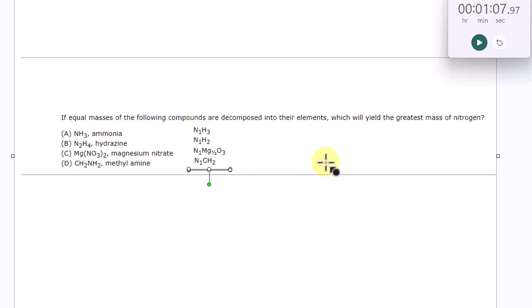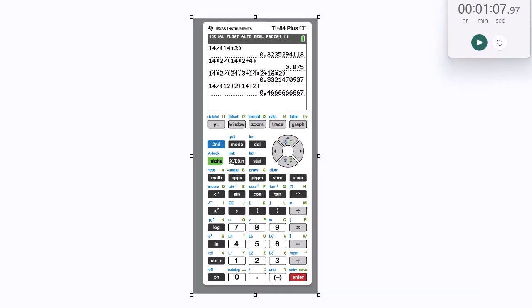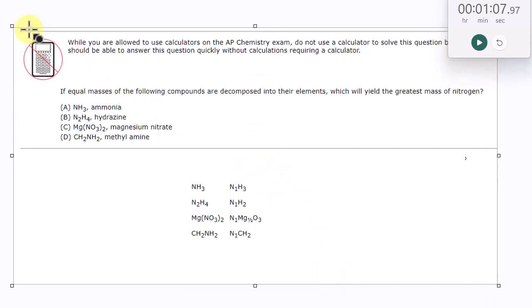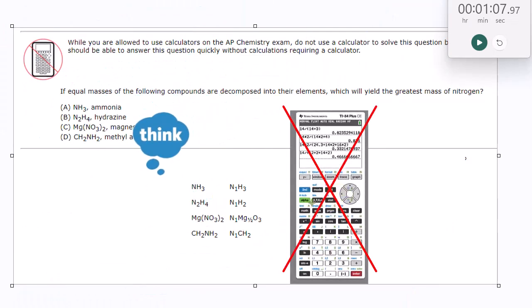This is what you should think about first. Say, is there a way in which I can answer this quickly? This is the calculator method, but really, there may be a better method of solving this. So don't think of the calculator first. Use your head. Think, don't calc.